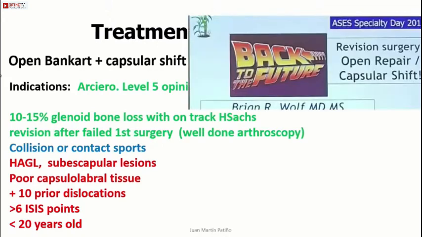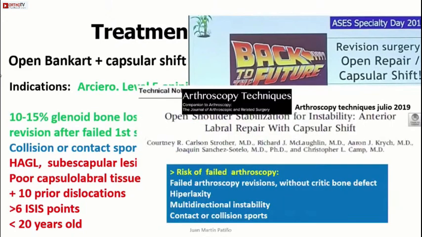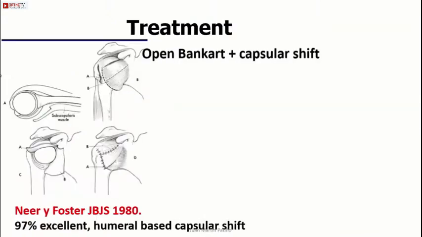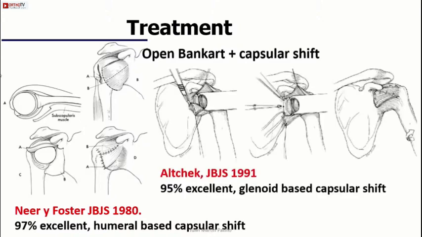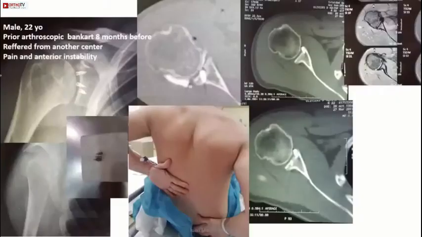This is a picture taken at the last American Academy meeting. Last year, these authors published their own modification of the open Bankart, and they explain their indications: failed arthroscopy revisions, hyperlaxity, multidirectional instability, or contact or collision sports. Just to remember, the open Bankart plus capsular shift, as the classic manner like Neer and Foster, has several modifications, like this one in 1991, the glenoid-based capsular shift.